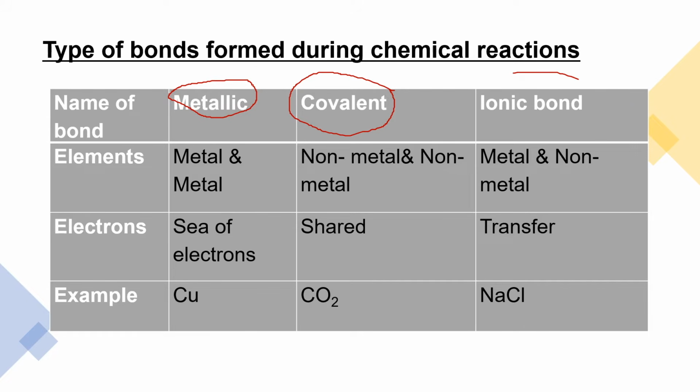Our last bond, which you must be able to identify, is an ionic bond. An ionic bond occurs between a metal and a non-metal, and the electrons are transferred during this chemical reaction. An example is sodium chloride.